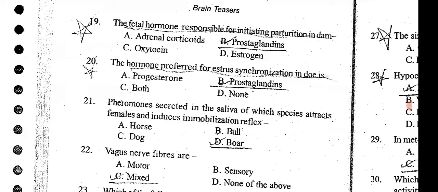Pheromones secreted in the saliva of which species attract females and induce the immobilization reflex? In the boar, pheromones are secreted in saliva, and they attract females and induce the immobilization reflex. Prostaglandins are used in estrus synchronization and initiation of parturition.